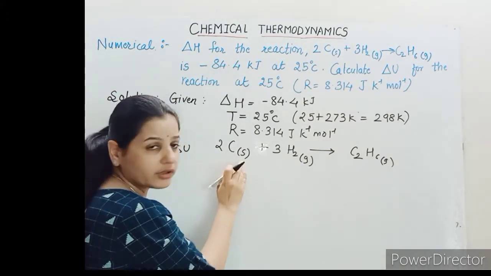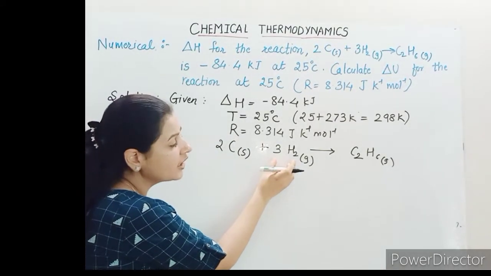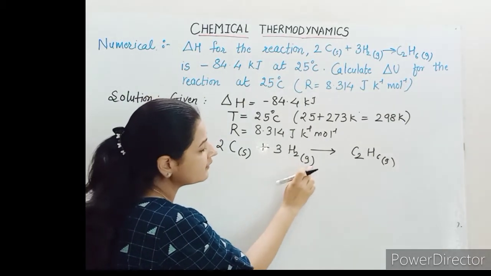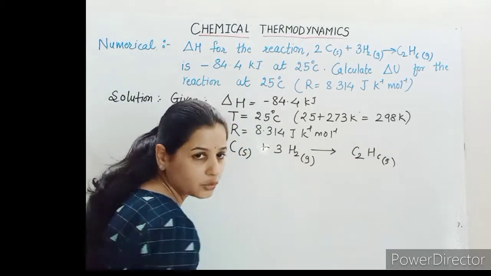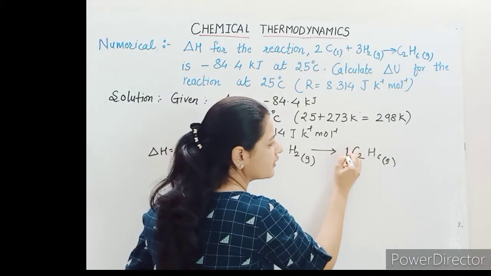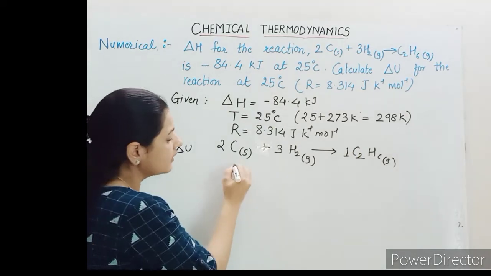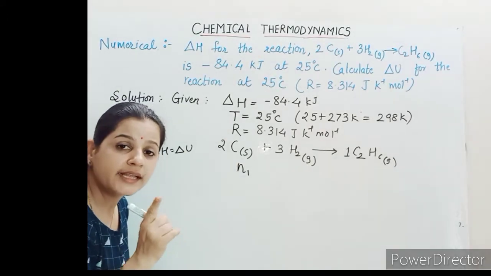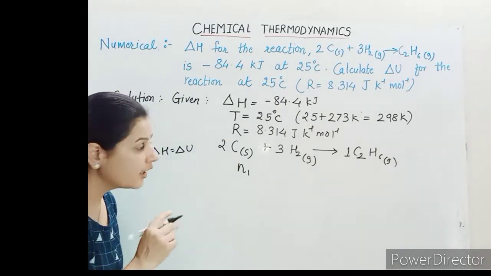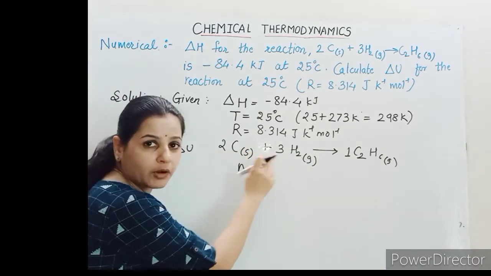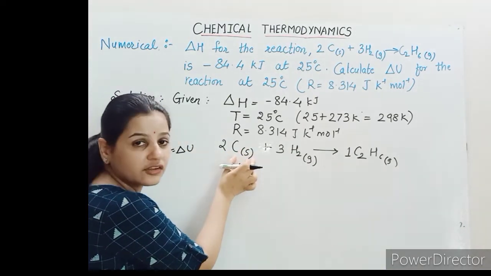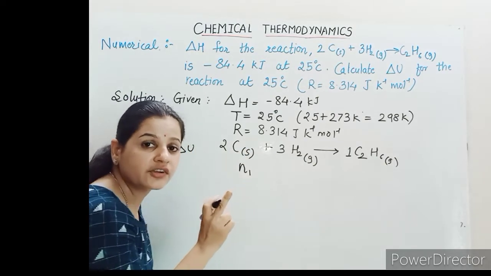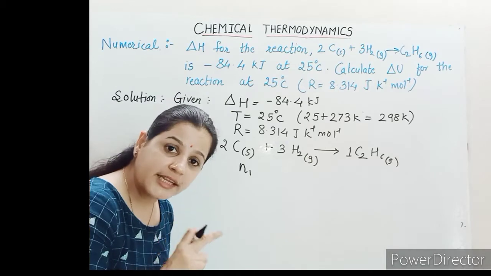We have to see in which part the delta U is going to change. It is going to change for the part which is in the gaseous state. So 3H2 in the gaseous state getting converted into ethane in the gaseous state. Nothing is given, so here it is 1 mole. The number of moles on the reactant side will be only those which are in the gaseous state. We are not going to add the moles of carbon because it is in the solid state, and over here we don't consider the solid state. We are only bothered about the gaseous state substances.